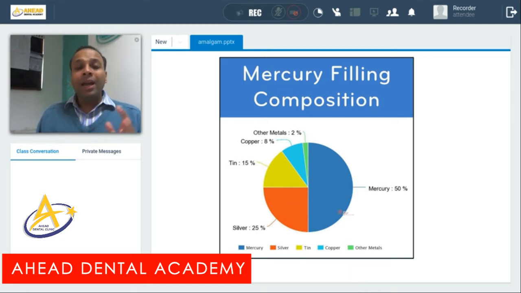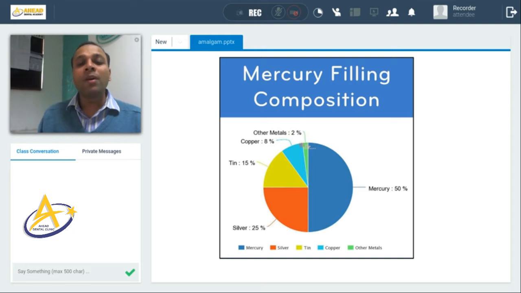So after mixing, when the mercury and alloy fully mix and set, it results in the final setting and the formation of a homogeneous mass, which consists of 50% mercury, 25% silver, 15% tin, 8% copper, and 2% other metals.